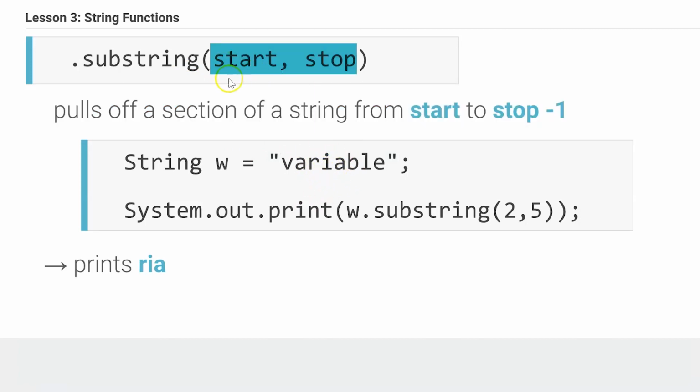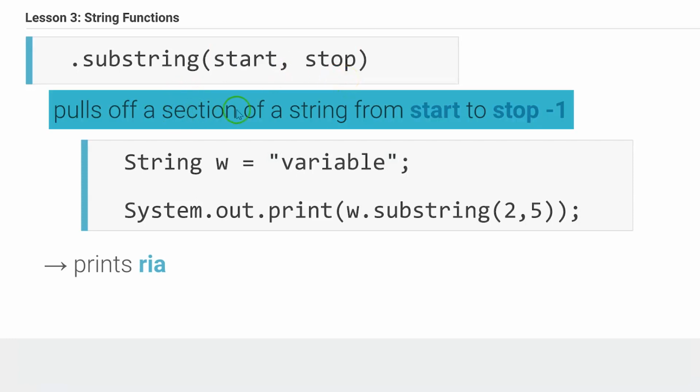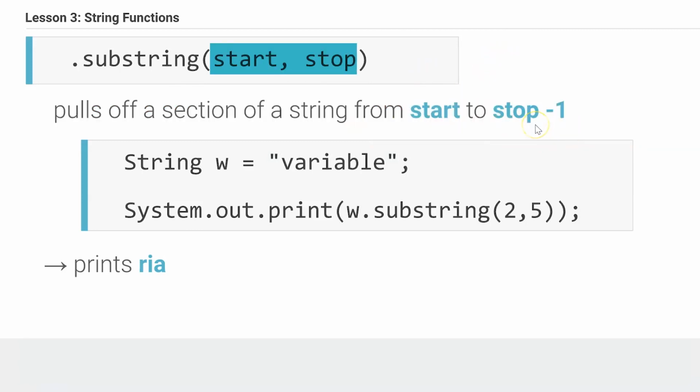So the parameters, the numbers you're passing in, are going to be the starting point and the stopping point of the slice that you want to take. It pulls off a section of the string from start position to stop -1. Another way to say that is that the starting index is inclusive of this character and the stopping index is exclusive, so it doesn't include the character at this position.